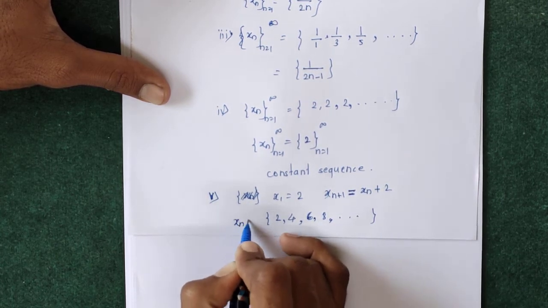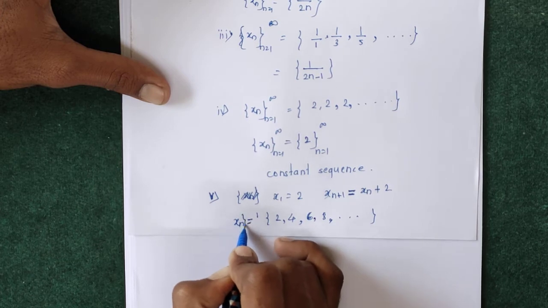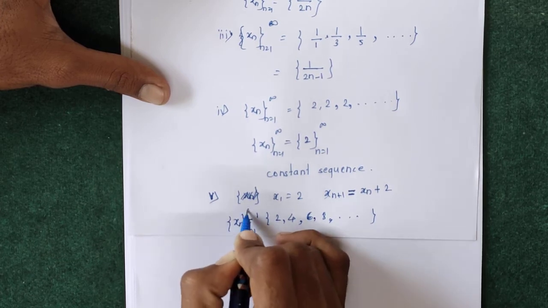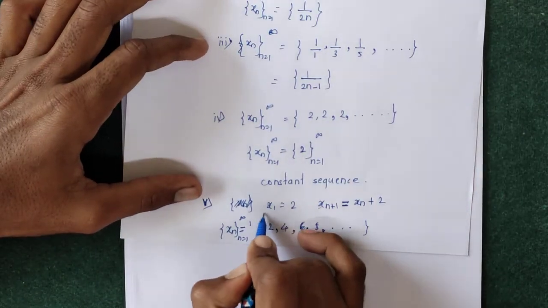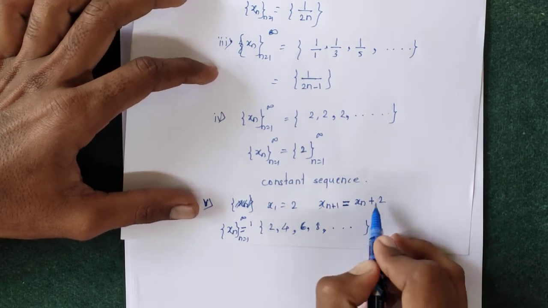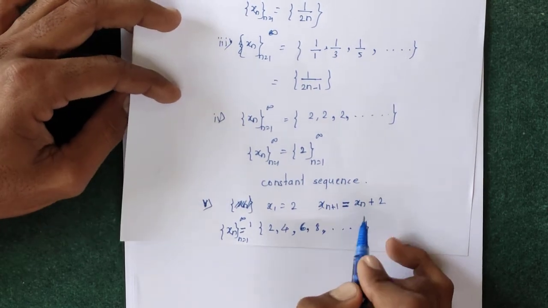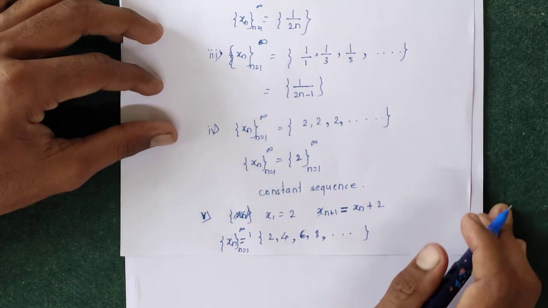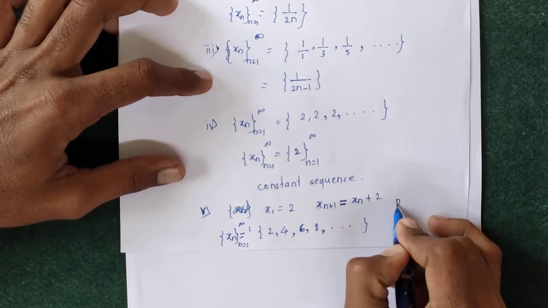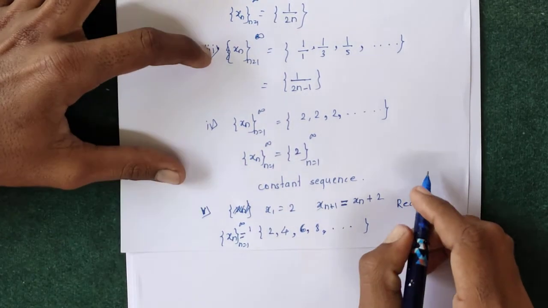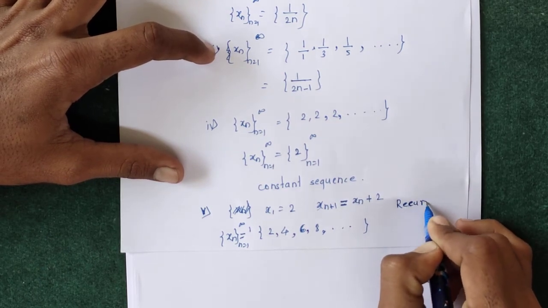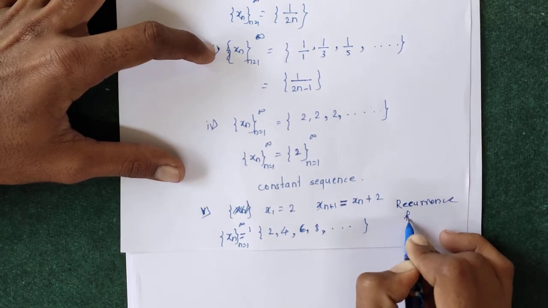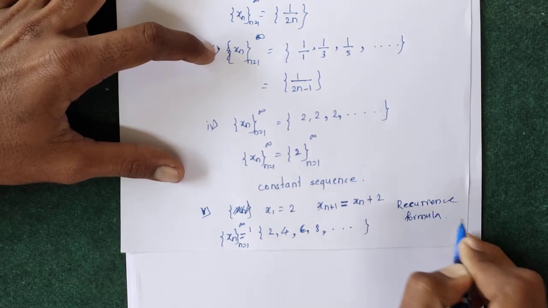This is xn, n running from 1 to infinity. This is another example. Now, we will see the sequence which is defined by x1 equal to 2 and all other elements xn plus 1 equal to xn plus 2. This is called a recurrence relation or recurrence formula.